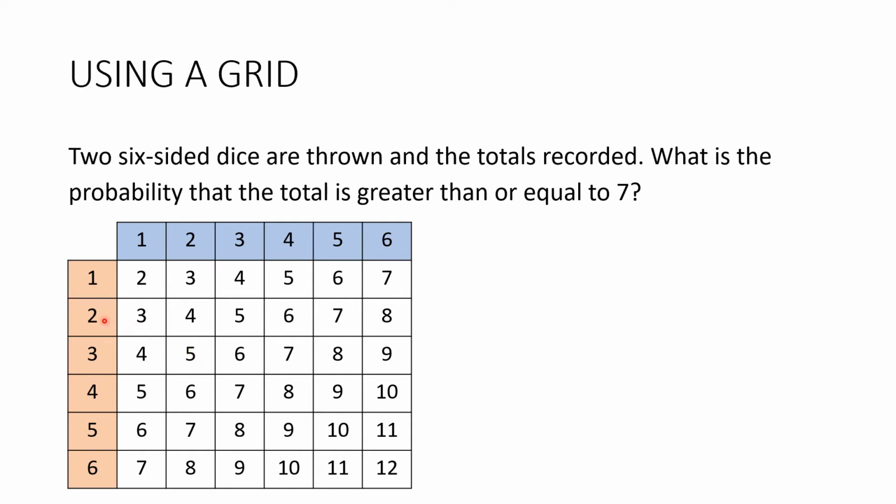So suppose we've got a 2 and a 1, the total is 3. We want the total being greater than or equal to 7. So that's everything 7 and above, all of these, all the way up to 12. All we need to do is count all of those. There are 21. And the total number of outcomes is 6 times 6, which is 36. So our probability is 21 over 36.